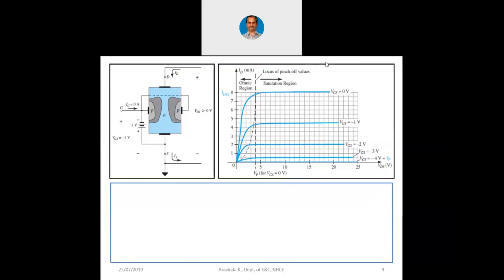There is a question: when VGS is 0, is the diffusion current 0? No, when VGS is 0, the current is constant. You can see here, no? When VGS is 0, it reaches IDSS, that is the maximum of 8 milliampere. IDSS will become 0 when VGS is -4 volts. That is the meaning there.